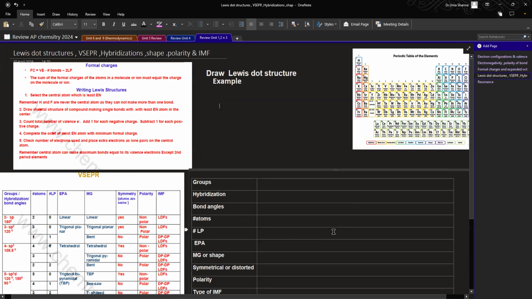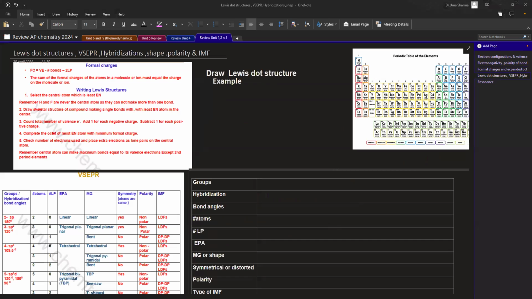How to draw the Lewis-Dot structure. So I'm giving you one PDF here. You can take a printout of it. Keep practicing from this PDF. So please download it. And right now also we are going to use it.